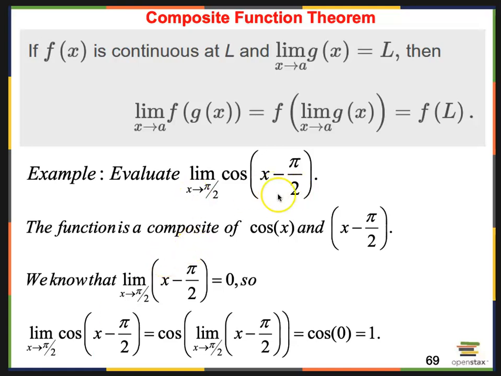If we evaluate the limit of cosine of x minus pi over 2 as x approaches pi over 2, it's a composite function. We have a function inside another function. So we can find the limit of x minus pi over 2, well, pi over 2 minus pi over 2 is 0. So the limit of cosine of x minus pi over 2 as x approaches pi over 2 is the cosine of that limit. Well, we figured out that was 0. So the cosine of 0 is 1. And so that is working with a composite function.